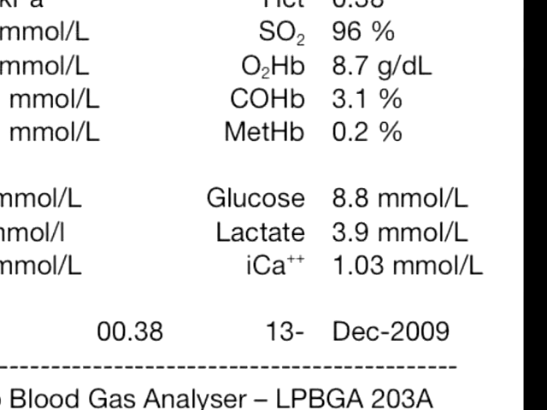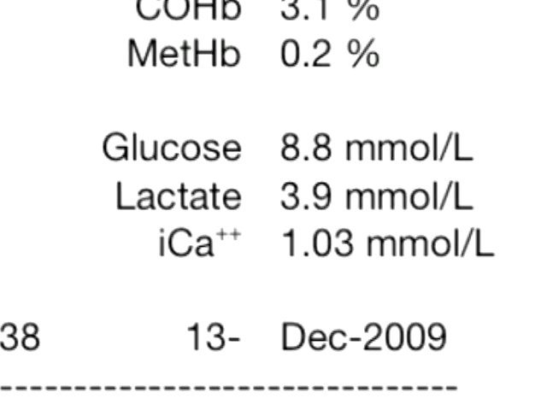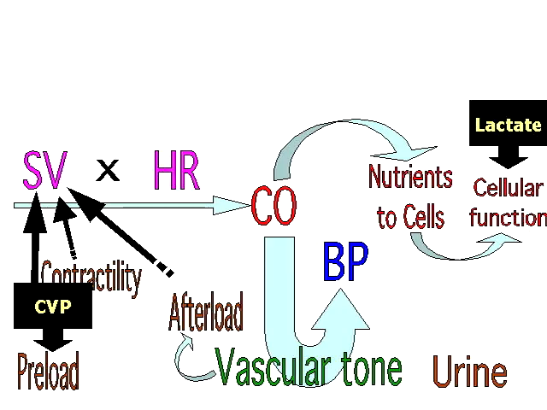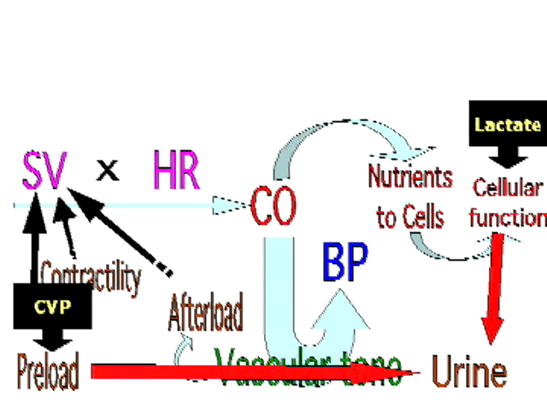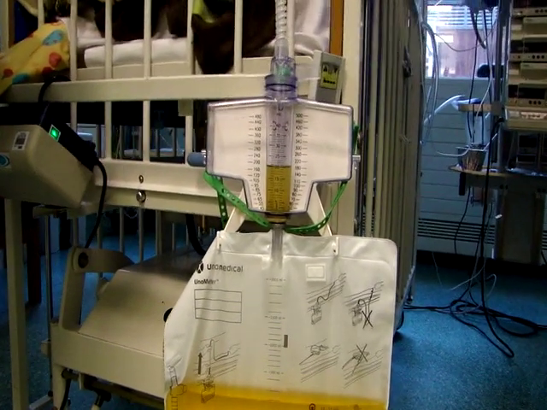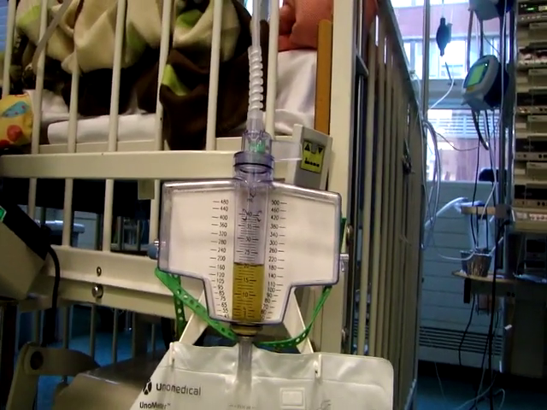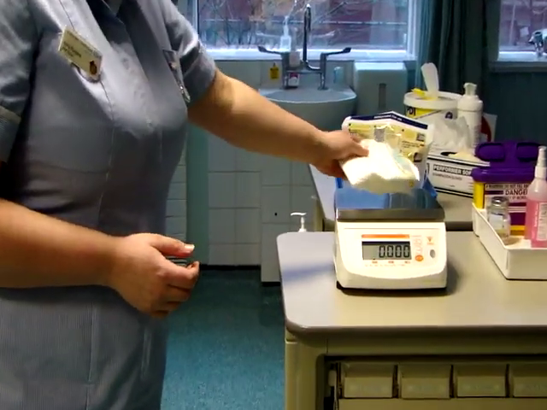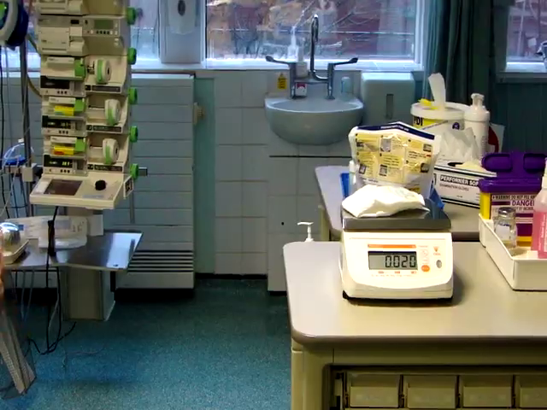Anything over 2.5 implies that cells have insufficient oxygen. Urine output relates both to the glomerular filtration rate and also to the CVP. Urine can be measured hourly using a catheter or in less sick patients by weighing the nappies. Normal is in excess of 2 mL per kilo per hour.